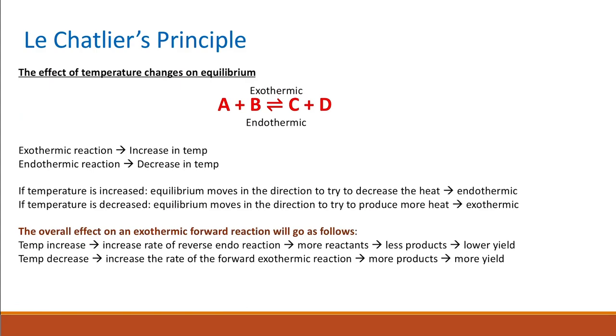That means if the forward reaction is exothermic and we increase the temperature, then the position of the equilibrium will be towards the reverse reaction, or towards the formation of the reactants, not the products, and vice versa. So if we decrease the temperature, then the reaction would need more heat here. So the equilibrium will be shifted towards the exothermic reaction, or towards formation of the product.